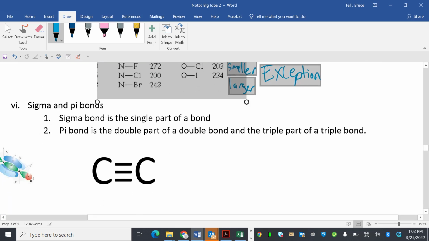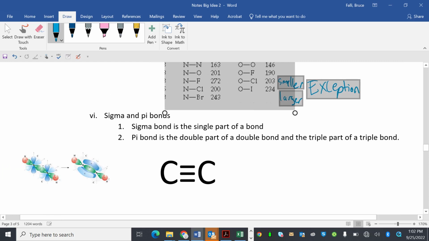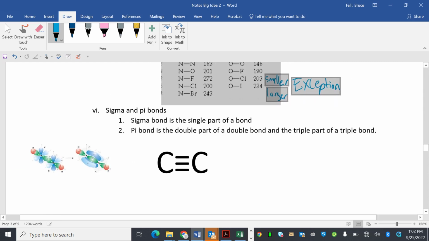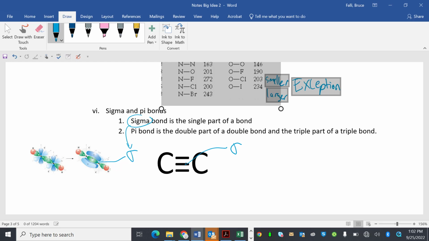All right. Sigma and pi bonds. Sigma bond is a single part of a bond. Pi bond is the double part of a double bond, or the triple part of a triple bond. Now, it doesn't have to be labeled quite like this, but see this part in the middle? This is sigma. That's the symbol for sigma. And these guys up on top are going to be pi bonds. So if I were to label this, I'd have sigma, and then I would have 1 pi, and then I would have another pi.